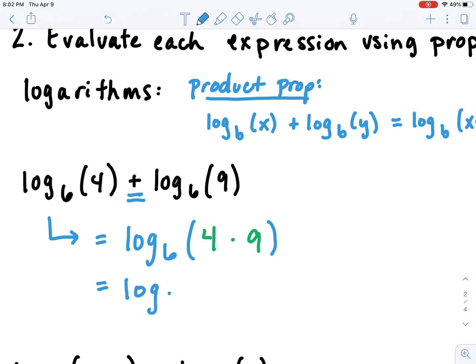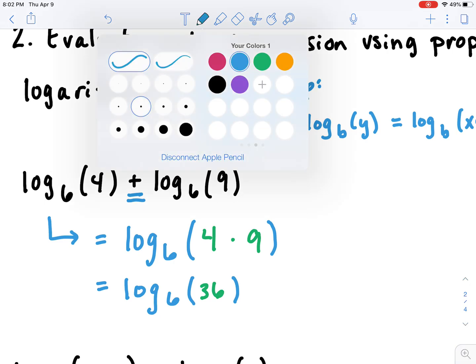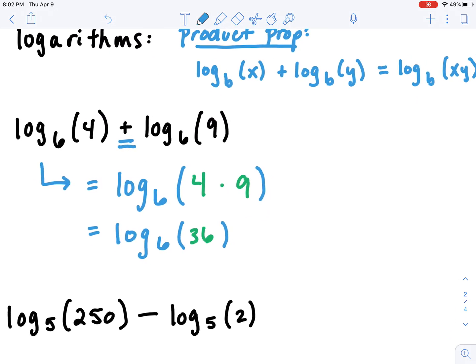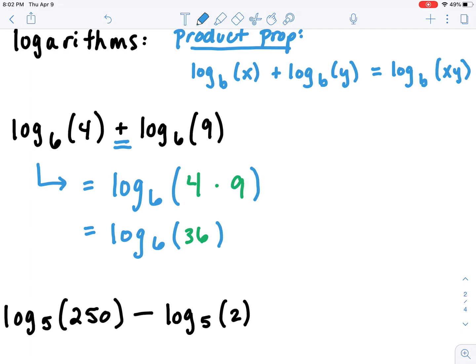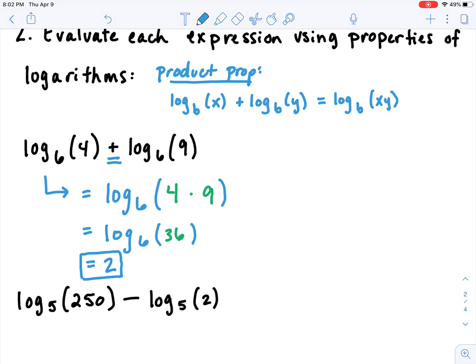Simplifying that one more step, 4 times 9 is 36. So now I just need to know what is log base 6 of 36. And to do that, I want to ask myself the question, 6 to what power is 36? The answer to that is 2. So my final answer here is 2. Okay, so there you can see that whole problem all together. Hopefully that is coming back.